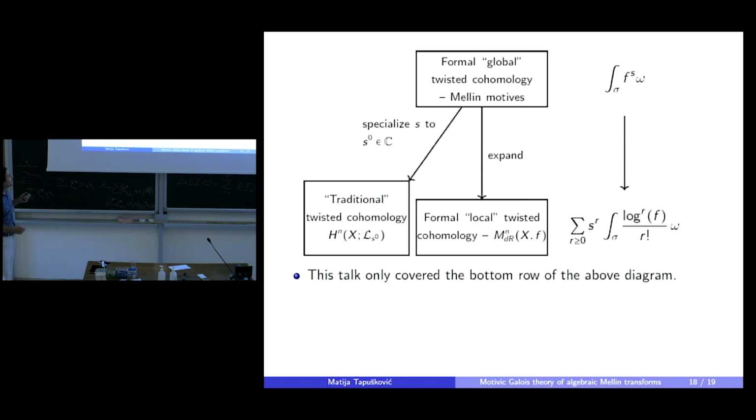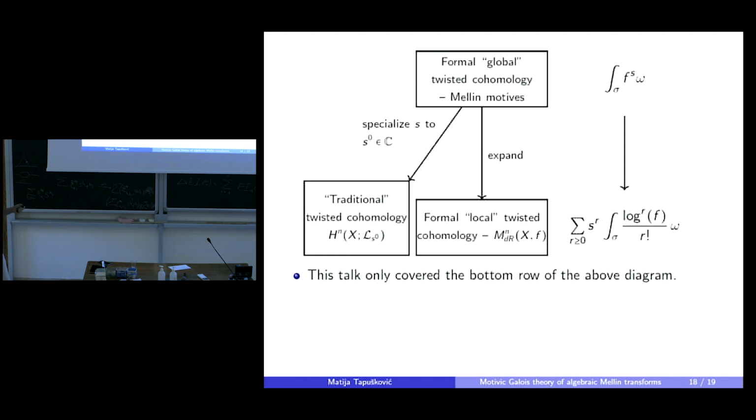It doesn't really matter. One introduces a third concept which I call Mellin motives, and this is basically formal global twisted cohomology. Here we have as coefficients of those comparisons that we've seen in 2 cases before integrals of this shape, where s is really a formal parameter. So this is a function of s. It's not a fixed complex number. It's not an expansion around s equals 0. It's really a formal parameter. And from here, we have 2 operations. We can expand around s equals 0 in this case, or we can specialize s to s in C.